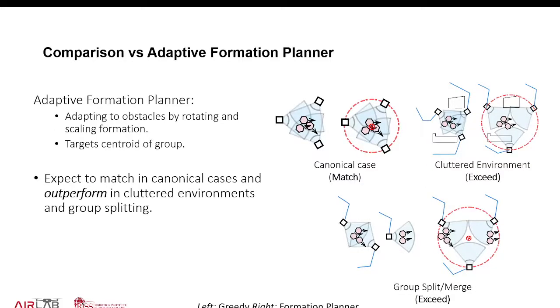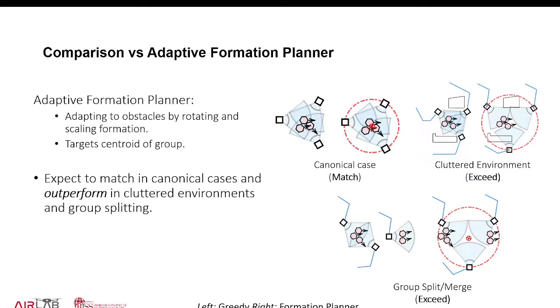Some of the experiments we'd like to do involve comparing against an adaptive formation planner. By this, we mean something similar to Cherie's work, but adaptive formation planners should adapt to obstacles by rotating and scaling their formation, while still being locked into that formation. Typically, these have been developed for single target tracking, but we're also interested in adapting them to a group. For the purpose of comparison, we'll just say that the formation is centered around the centroid of the group. We're expecting to match in simple or canonical cases, and we're looking to outperform in cluttered environments and group splitting.